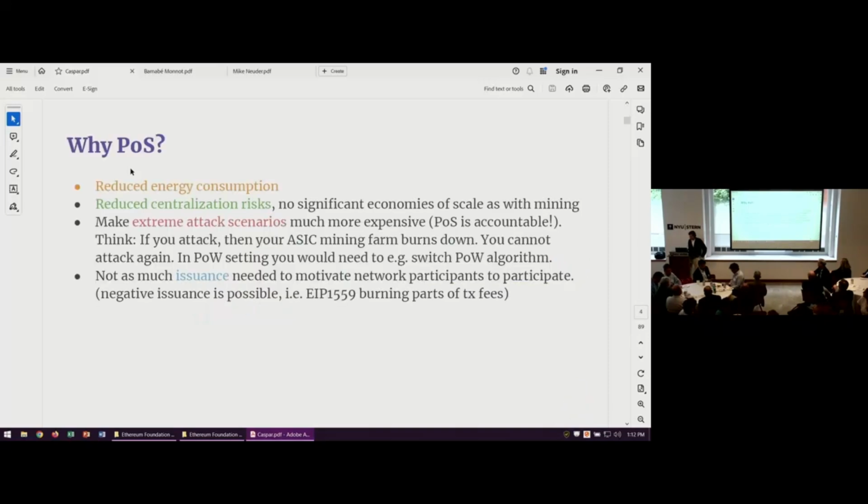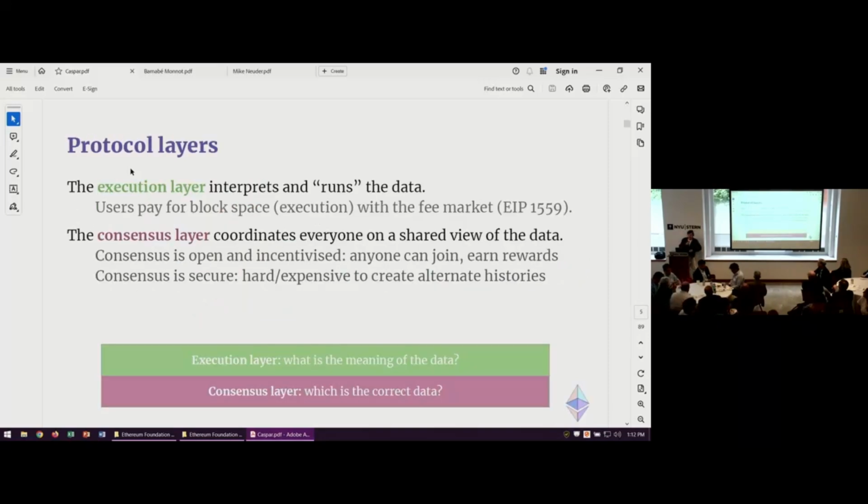Consensus. So basically, in Ethereum you can think of it as having two layers. We have the execution layer, which interprets and runs the data. So everything: transactions, smart contracts, fee markets, and all those fun topics. And today's talk is going to be focused more on the consensus layer, where we're trying to come to consensus on what should be the canonical chain.